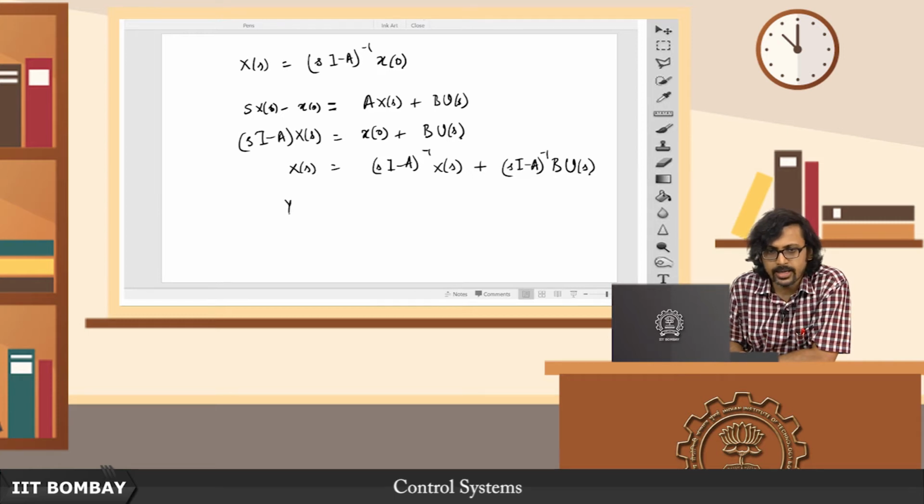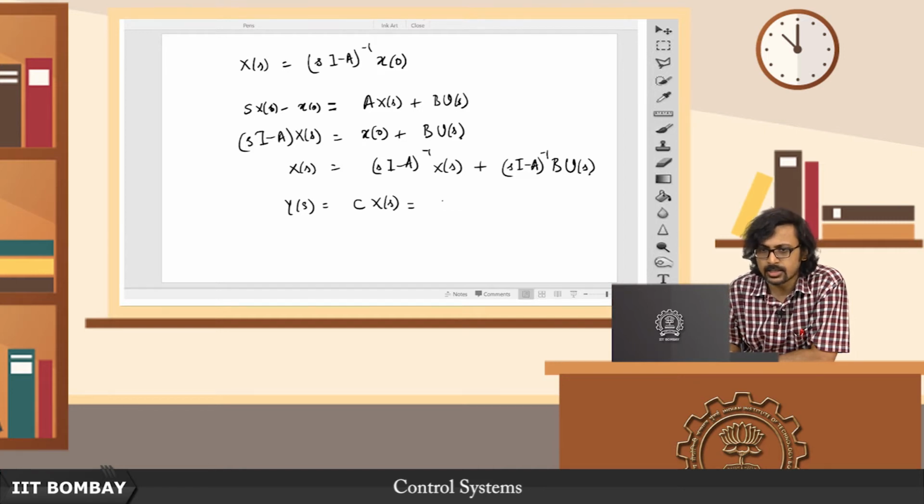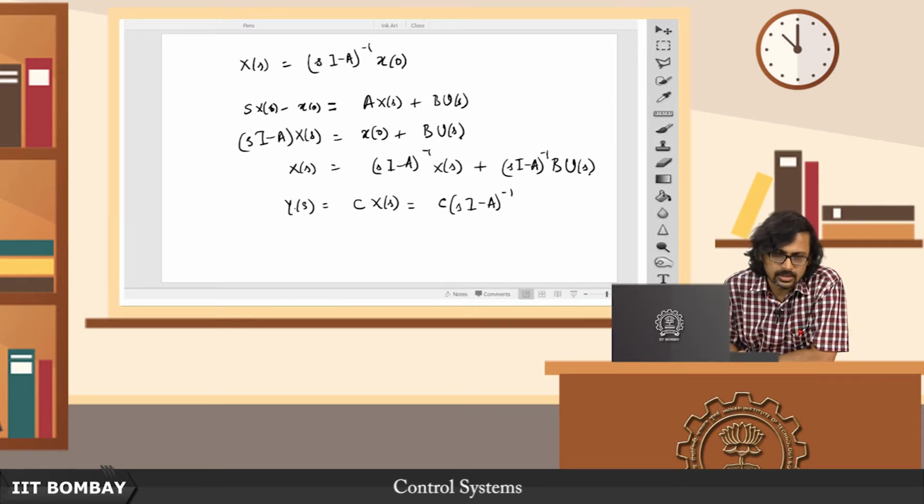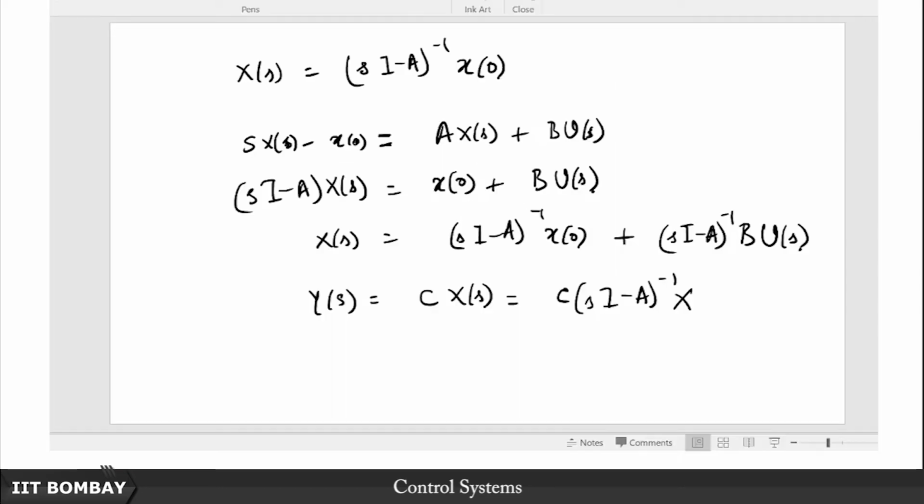Now if you want to get Y(s), which is nothing but C times X(s), that is going to be just this C times (sI minus A) inverse. So we are assuming that there is no feed forward here, so we get C times (sI minus A) inverse, sorry, this is not going to be X(s), this is going to be x naught, my bad. So likewise this is going to be x naught, x evaluated at time t equal to 0, plus C times (sI minus A) inverse B times U(s).